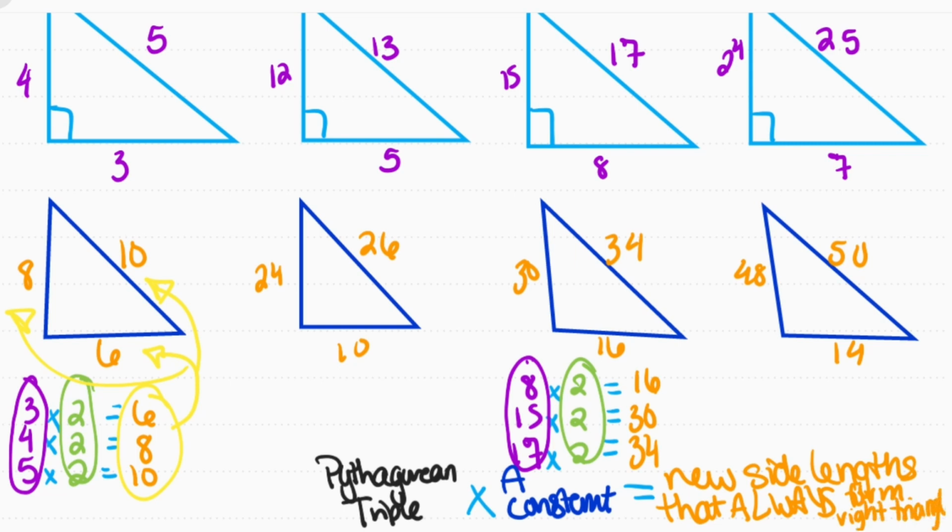And this way, you don't have to do the long way of the Pythagorean theorem and do all the work. So if this makes sense to you, go ahead and use it. If it doesn't, just stick with the Pythagorean theorem. Do your a squared plus b squared equals c squared. Not a big deal.